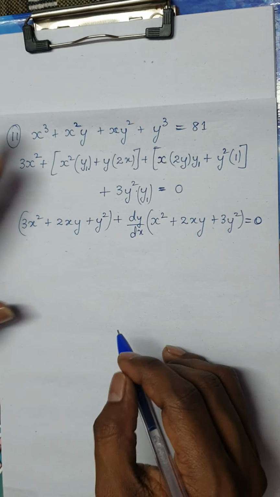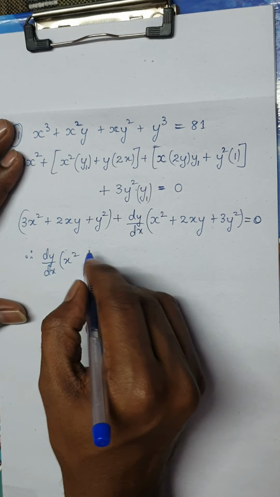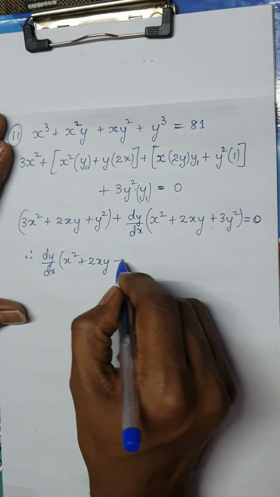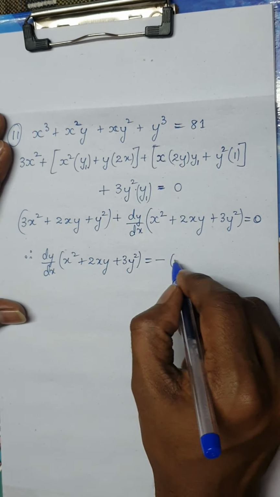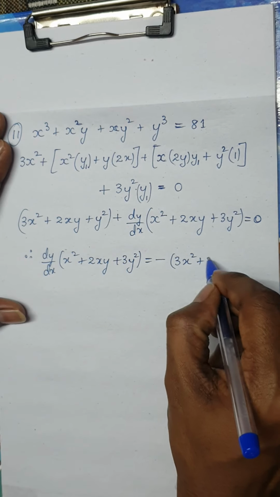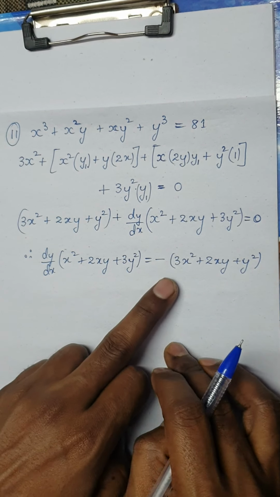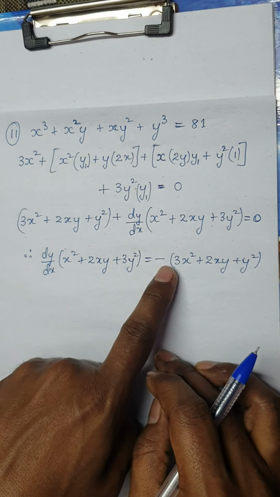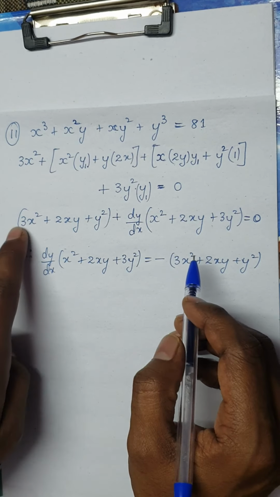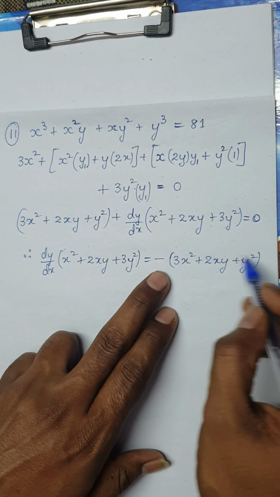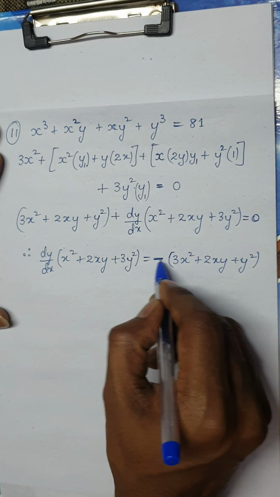Now bring this term to the right hand side. Therefore, dy by dx into x square plus 2xy plus 3y square is nothing but minus of, remember, bringing to the right hand side, I will get minus of 3x square plus 2xy plus y square. Remember friends, sometimes you may make the mistake of not using a bracket. If you don't use a bracket, then this minus will only be for 3x square. Because you are bringing all the terms to the right hand side, you have to use a bracket here. Otherwise the minus will not apply to the other elements.